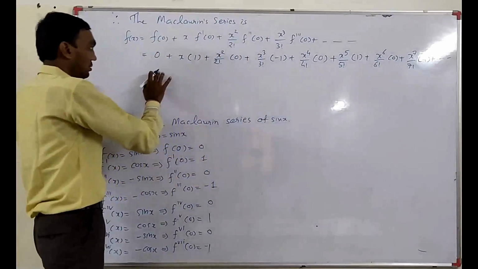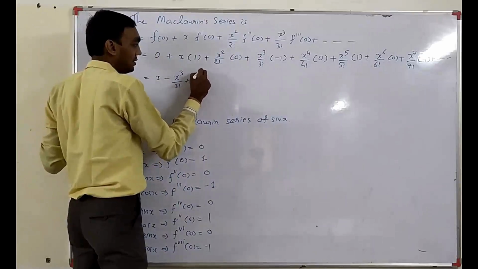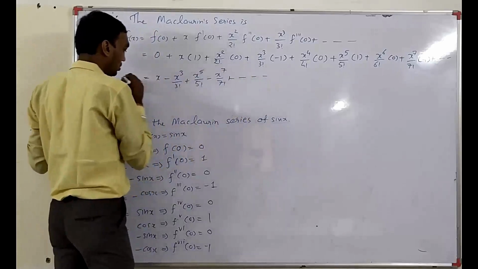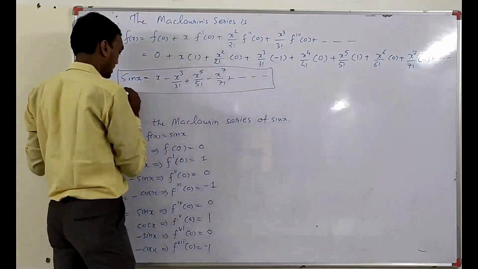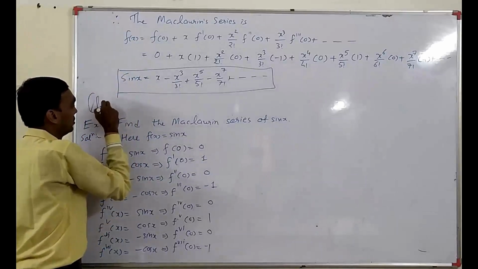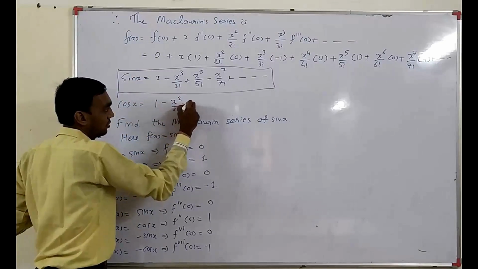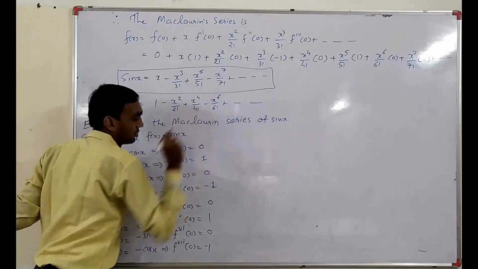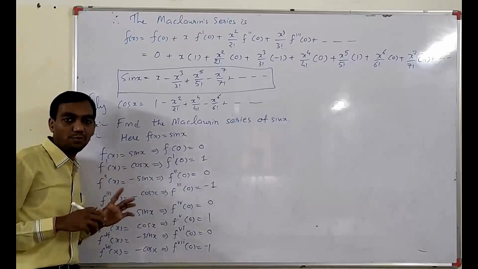Simplifying this gives x - x^3/3! + x^5/5! - x^7/7! and so on. This is the Maclaurin series of the function f(x) = sin x. Similarly, you can find the series of cos x by yourself. It is 1 - x^2/2! + x^4/4! - x^6/6! and so on. These two series are simple to obtain.